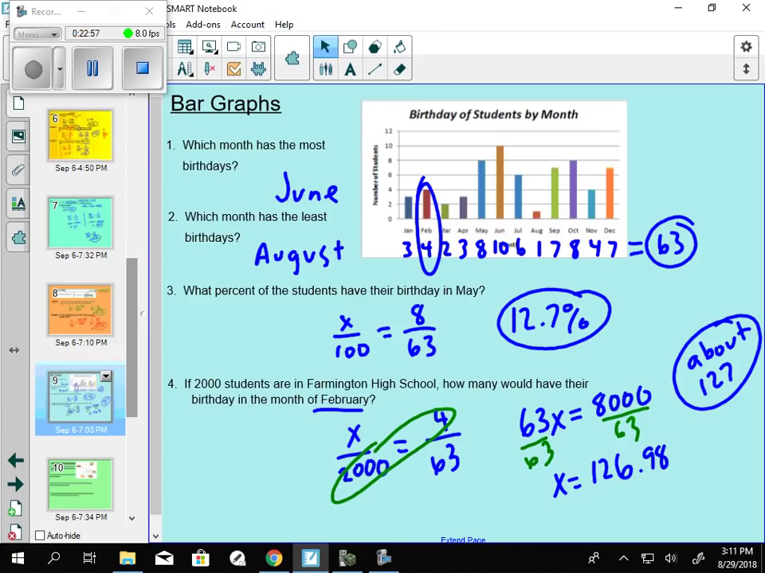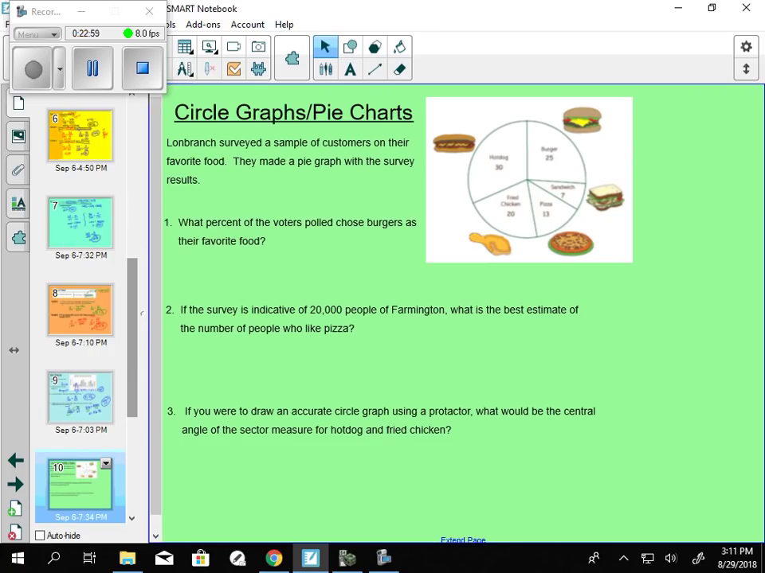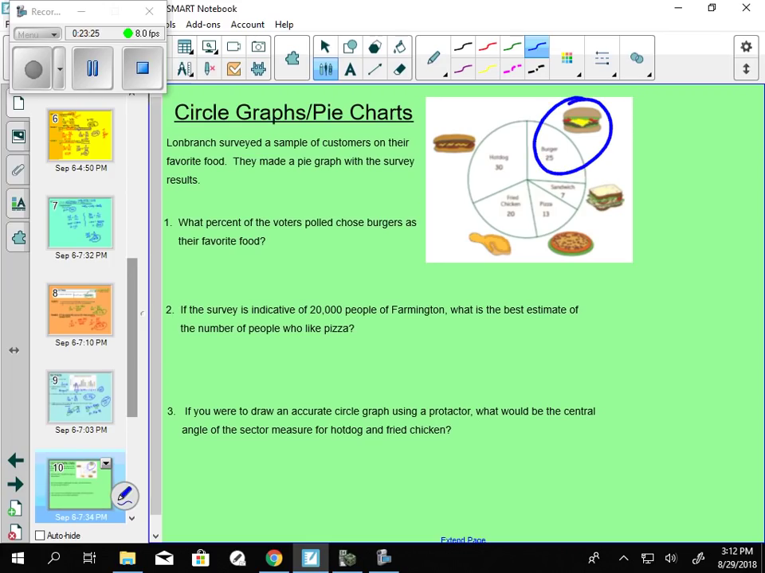proportionality held out. Okay, another type of chart you see very often are circle graphs or pie charts. In these, they're going to have some different categories. Here it's talking about some different types of food, and you may get questions asking about this. So here it says, what percent of the voters polled chose burgers as their favorite food? Well, if you look here, you can see that there was 25 that liked burgers as their favorite.